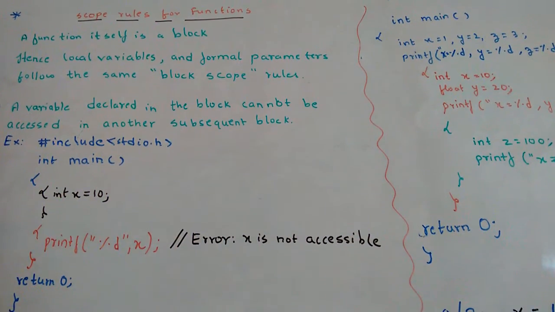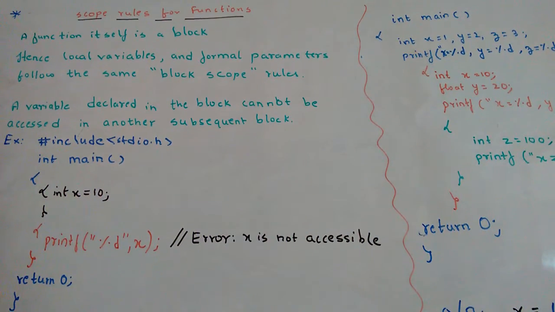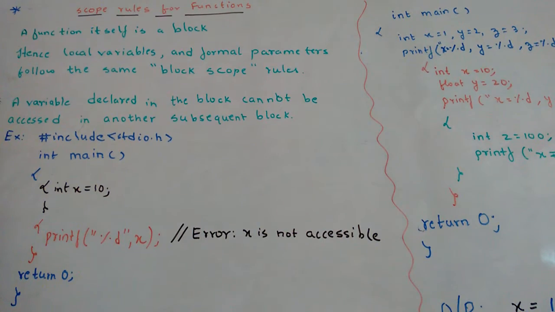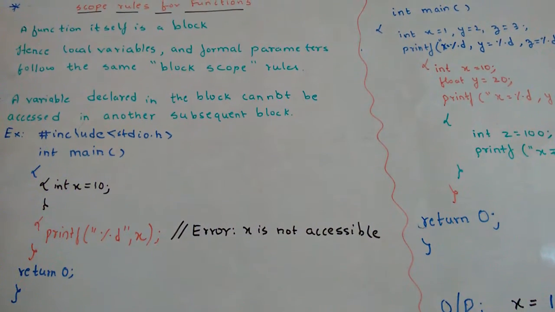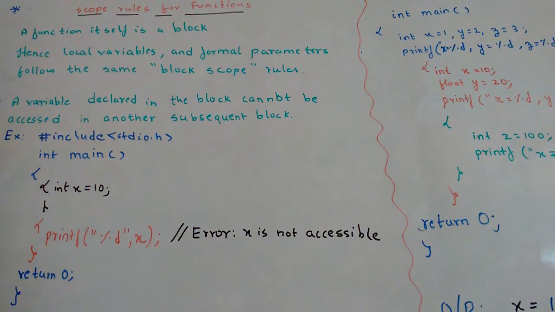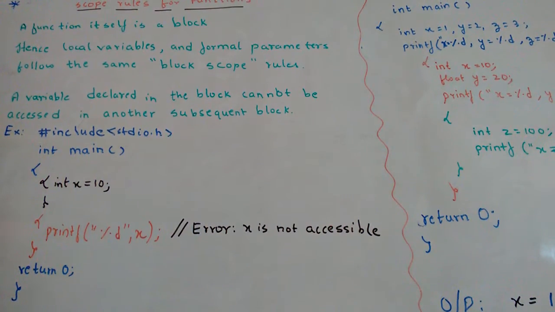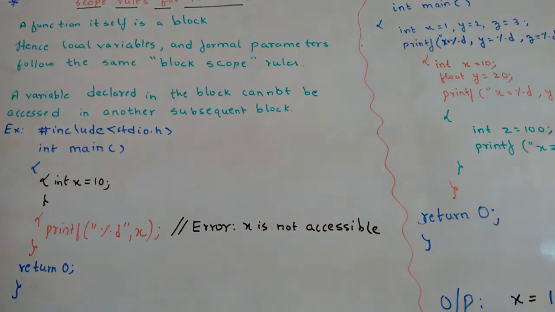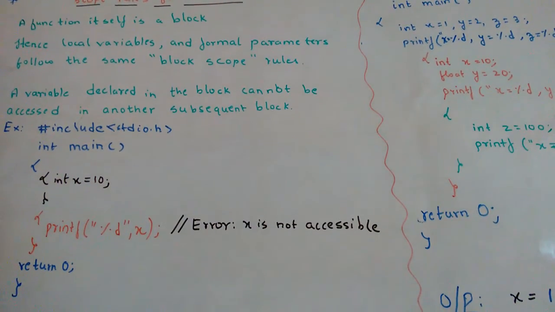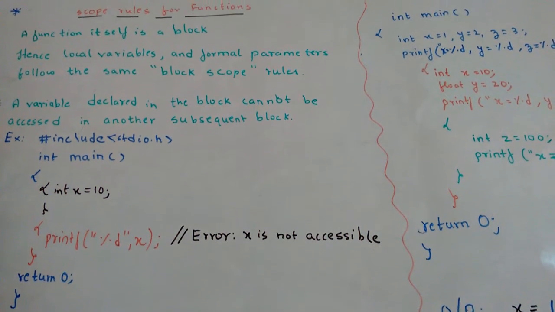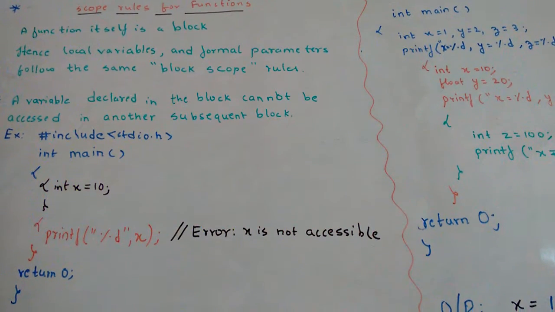Like, assume that we have a function like int add with parameters int a comma int b. For that a and b variables, what are the block rules? Some of them might ask that. For the parameters and the local variables within the function, what are the scope rules that we have to follow?